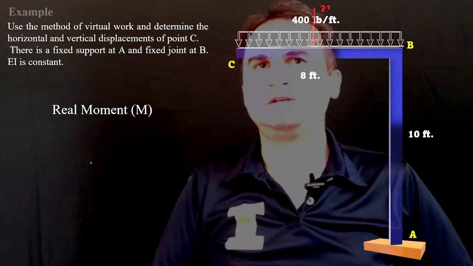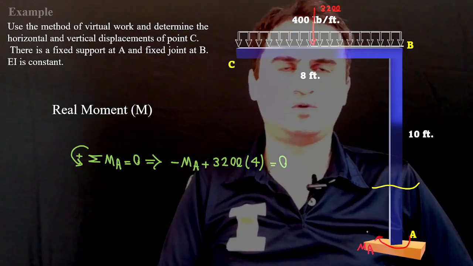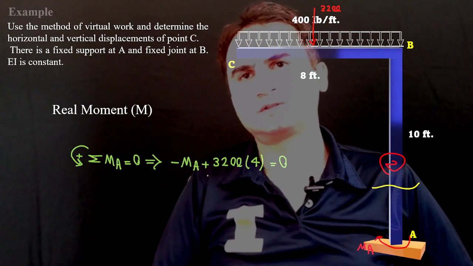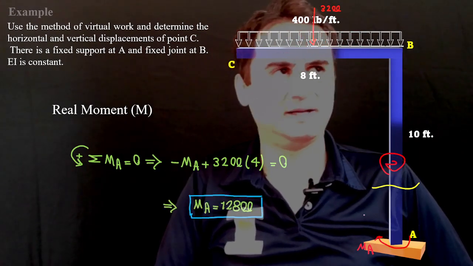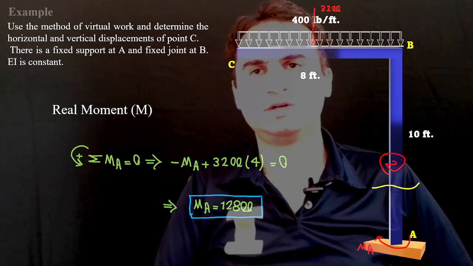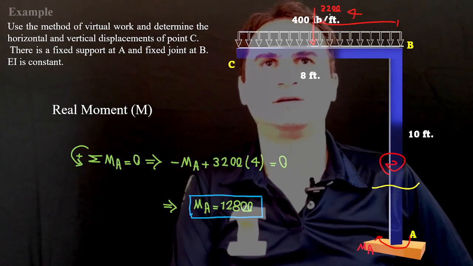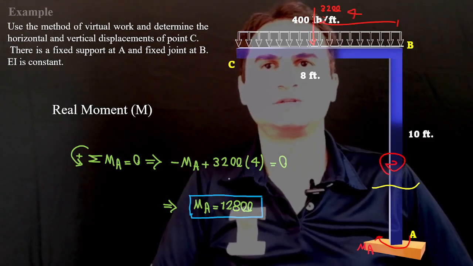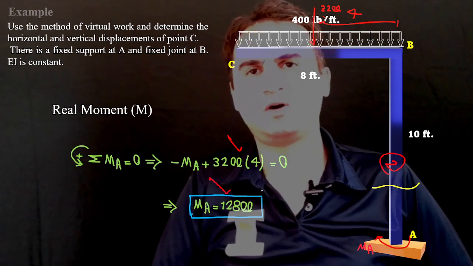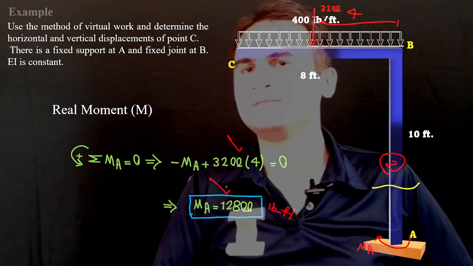As soon as we have the equation for moment, we move to the second part. The summation of moment about A goes to 0. The fixed support at A has a moment, so we include it in the equation. Negative MA plus 3200 times 4, which is this distance, force times arm is a moment, equals 0, and it gives us MA equal to 12,800 pound feet. That's the unit, pound feet.